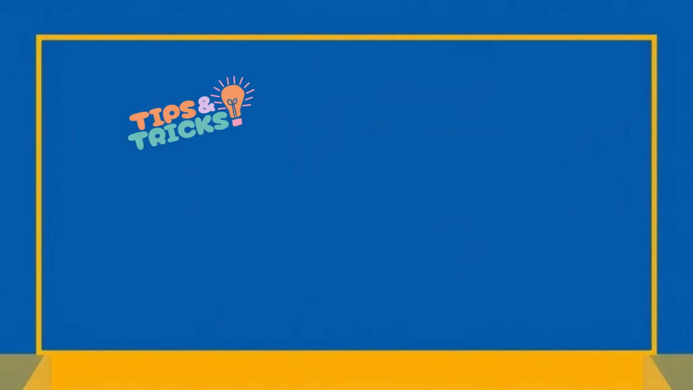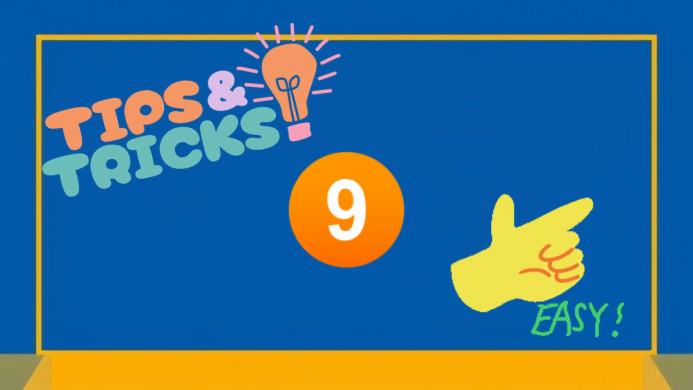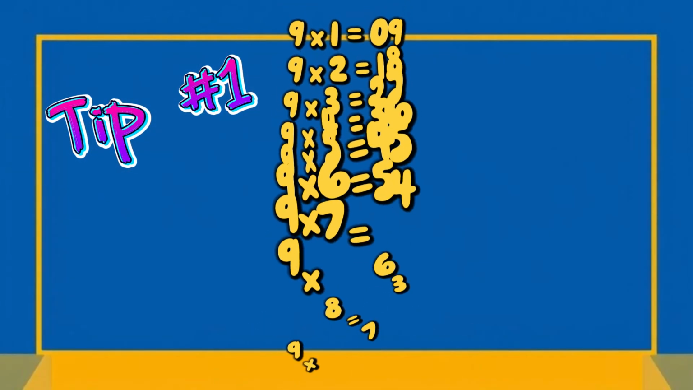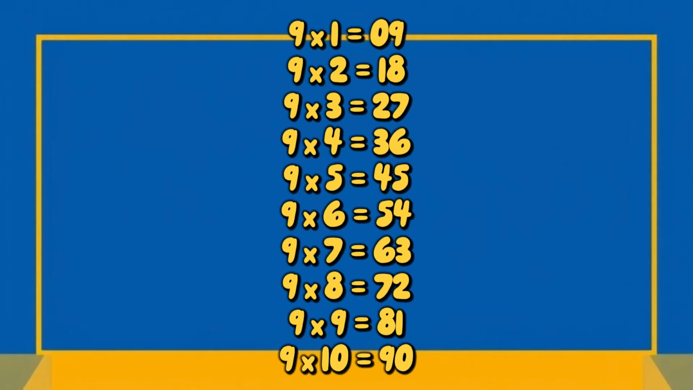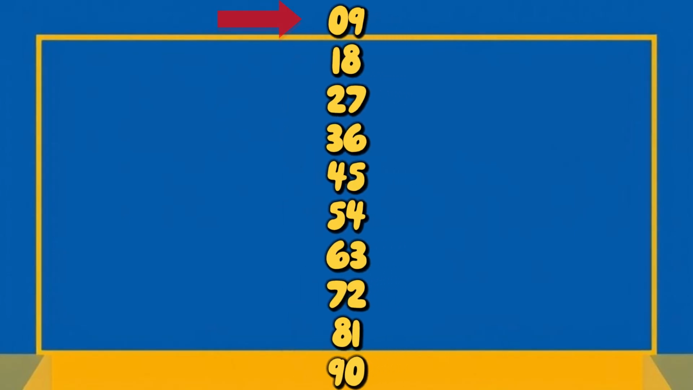Today we want to go over some tips and tricks that will make multiplying by 9 a lot easier. In fact, once you understand these methods, you'll be a 9's multiplication master in no time. Let's dive in. First, let's look at the pattern in the 9's times table. As you go down the list, the 10's digit increases by 1.